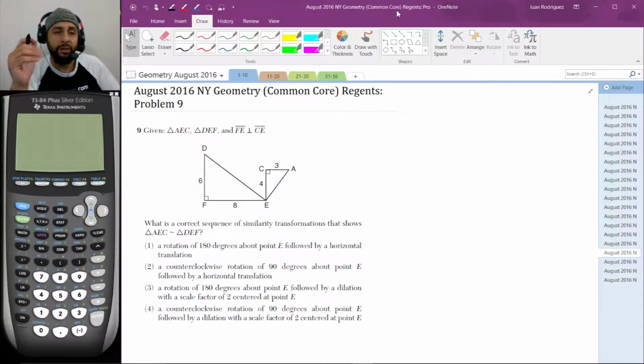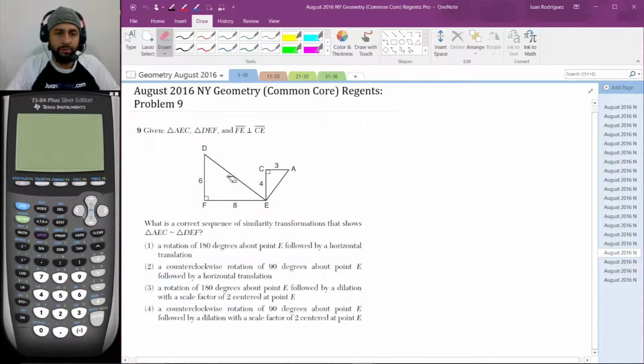So here's the problem. We're given triangle AEC, triangle DEF, and FE is perpendicular to CE. I look at the diagram briefly, and I see that everything seems to be described there. Triangle, triangle, FE perpendicular to CE. And then, what is the correct sequence of similarity transformations that shows that triangle AEC is similar to triangle DEF?